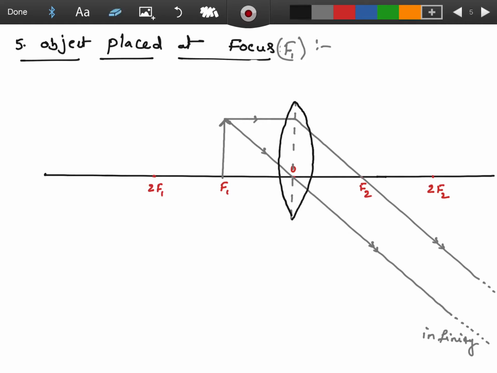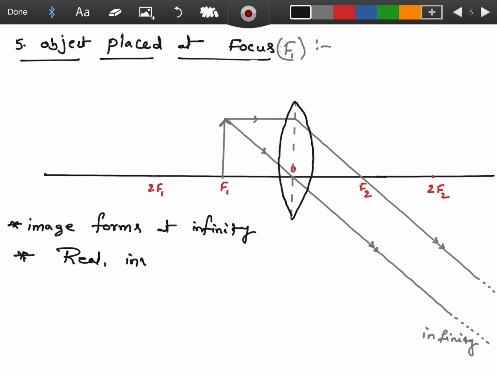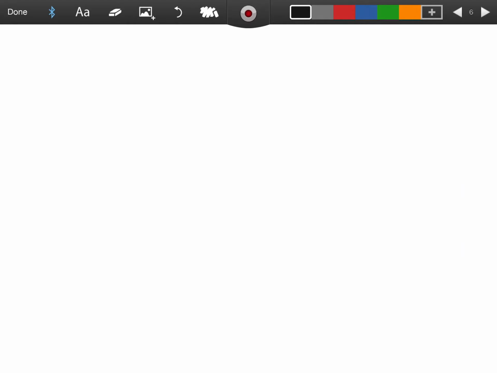Now coming to the nature and position. Image forms at infinity. It is real, inverted, and highly magnified. Object placed at focus f1, image forms at infinity. It's real, inverted and highly magnified. This is the fifth position of the object. Now coming to the next position. This is a special case of this one.